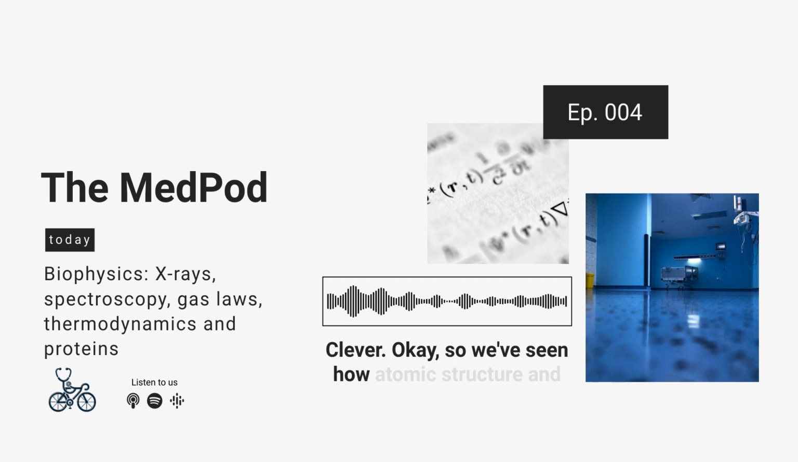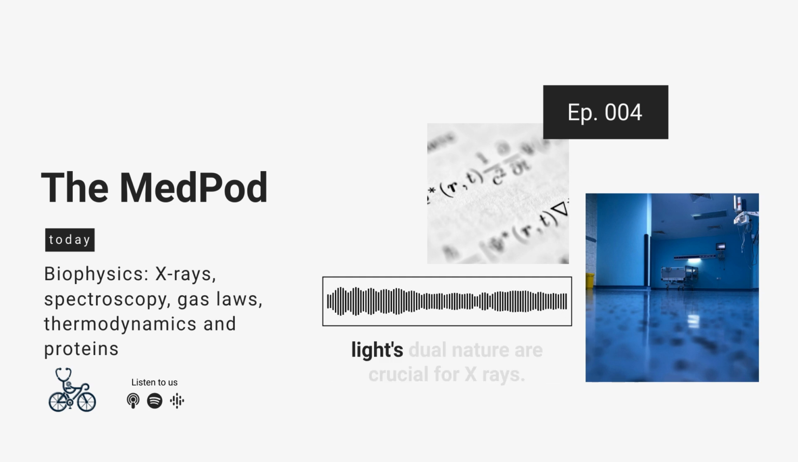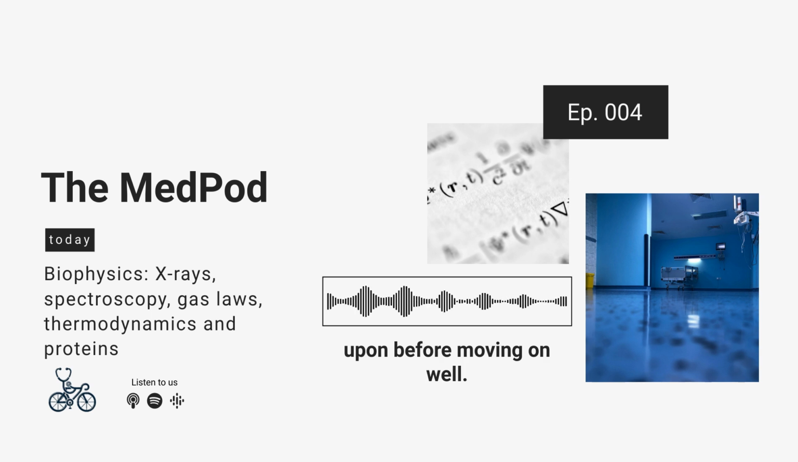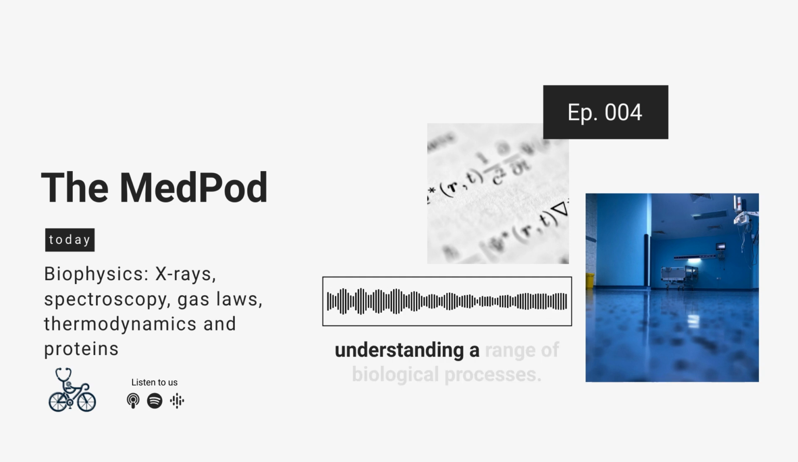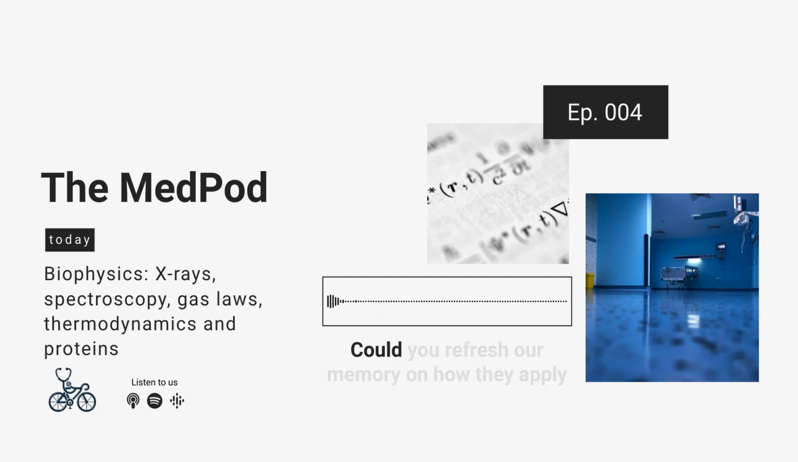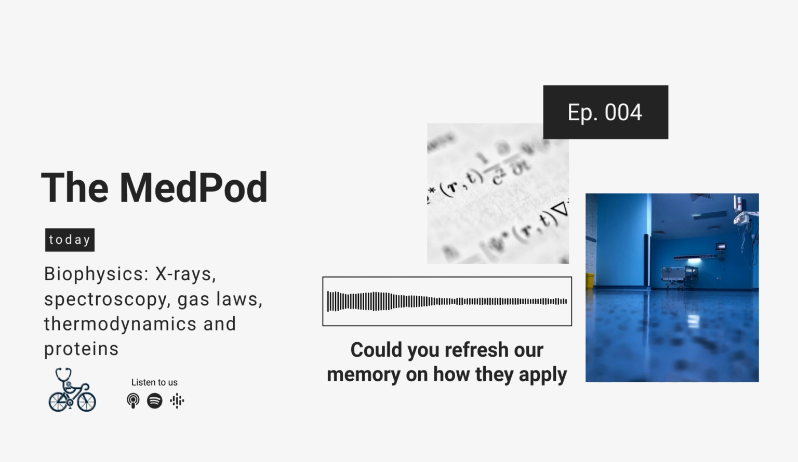Okay, so we've seen how atomic structure and light's dual nature are crucial for X-rays. Are there any other key concepts we should touch upon before moving on? Well, you mentioned gas laws and thermodynamics earlier. They might not seem as directly connected to atoms, but they're essential for understanding a range of biological processes. Those were topics we briefly touched upon in the previous episode. Could you refresh our memory on how they apply to the human body?